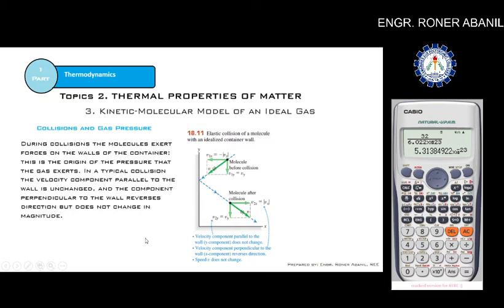So, collisions and gas pressure. During the collision, a molecule exerts forces on the walls of the container. This is the origin of the pressure that the gas exerts. In a typical collision na makikita natin dito sa figure, the velocity component parallel to the wall is unchanged, and the component perpendicular to the wall reverses direction but does not change in magnitude.